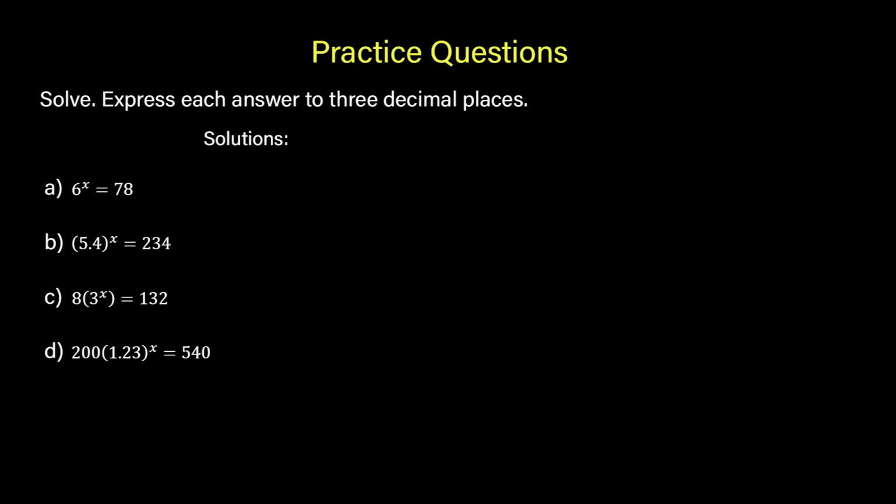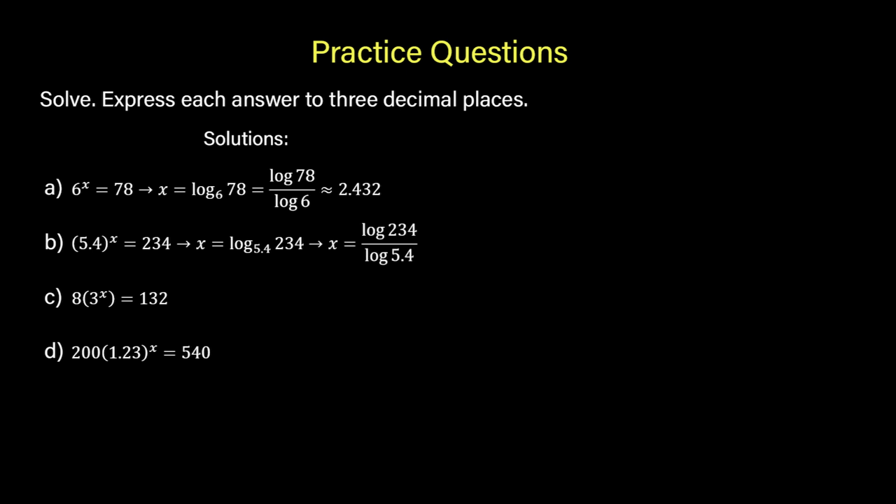Solutions. A. x equals log of 78 to the base of 6, x equals approximately 2.432. B. x equals log of 234 to the base of 5.4, x equals approximately 3.235.